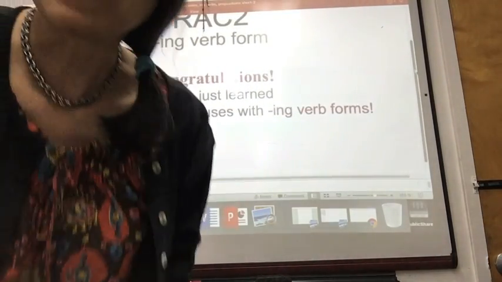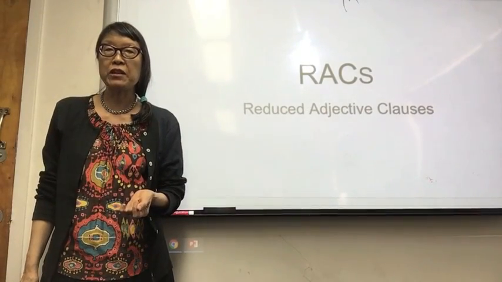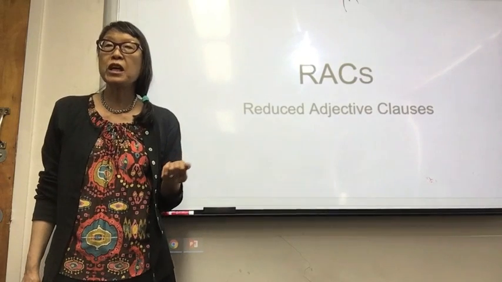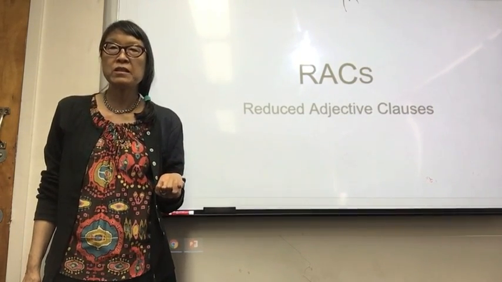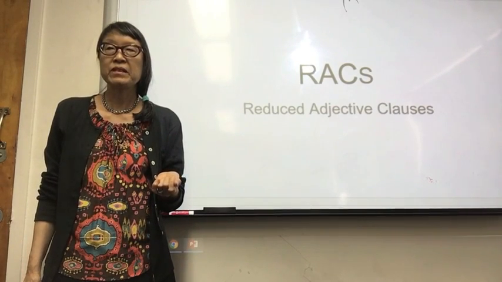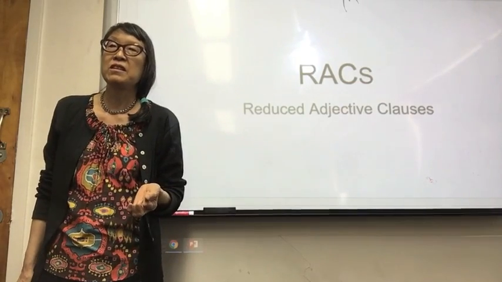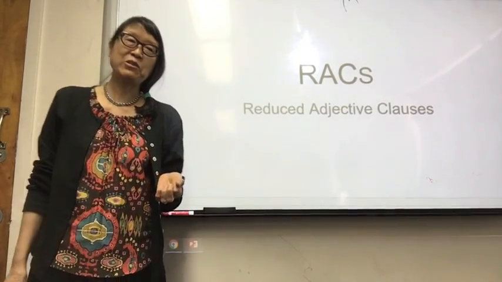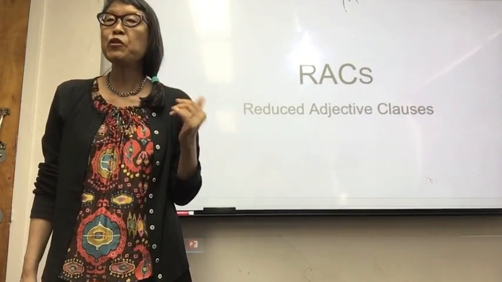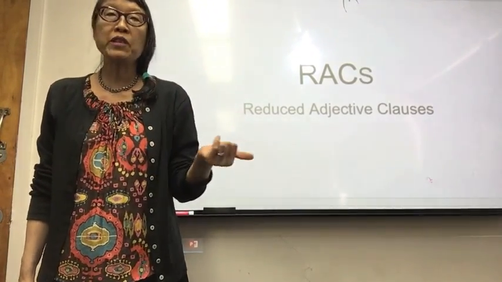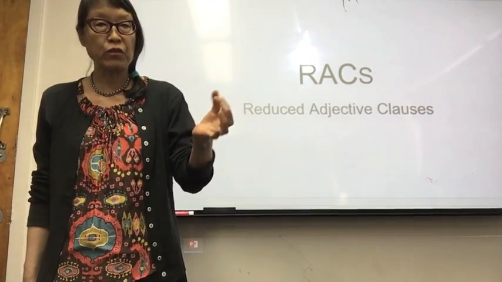All right, I'm just going to end the video right here. Class, we talked about reduced adjective clauses, and we talked about two different kinds. Do you remember what they were? Using passive form and using ing verb form. Okay, using passive forms and ing forms of the verb. And I gave you some homework to come up with your own sentences using those two kinds of RACs.